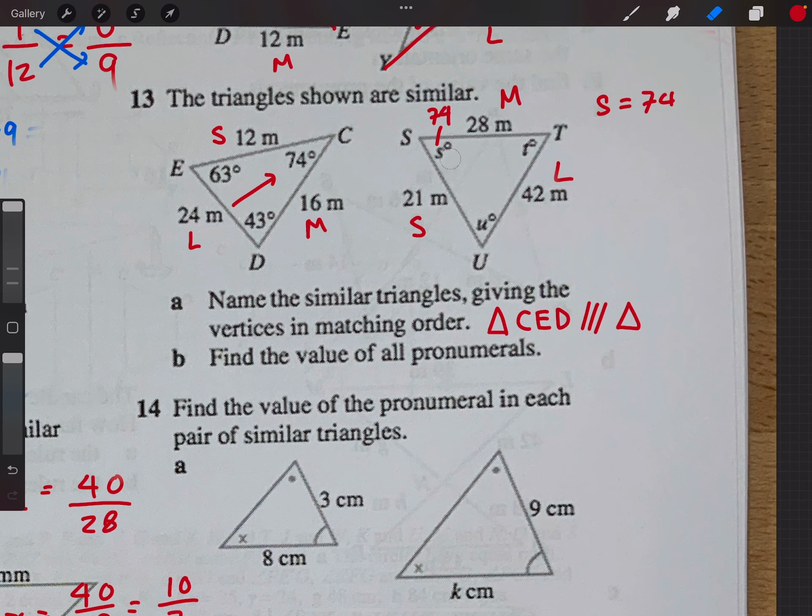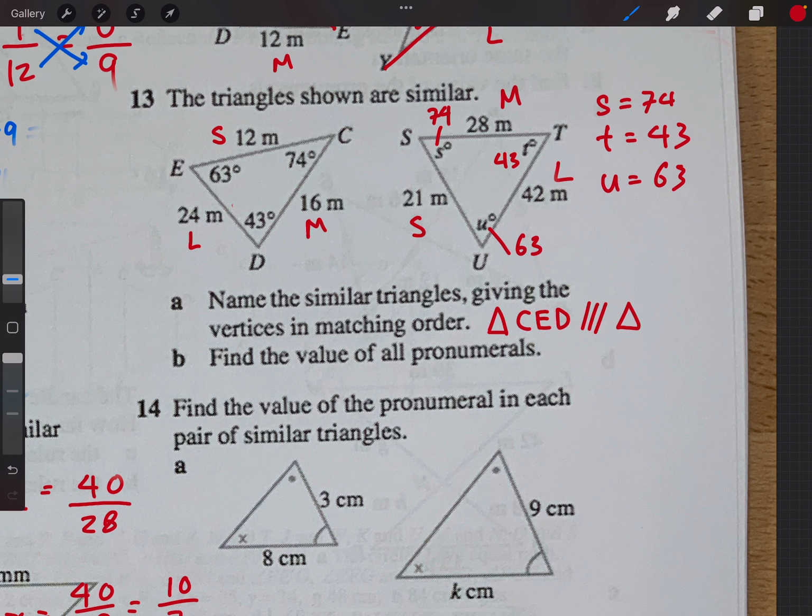Okay. And what else we got? We got the shortest length is opposite 43. Shortest length, opposite 43. Shortest length, which is this one, should be 43 as well. So you got T equals 43. And obviously the last one, so I'm going to write 43 here. And this one obviously has to be 63. U is equal to 63.